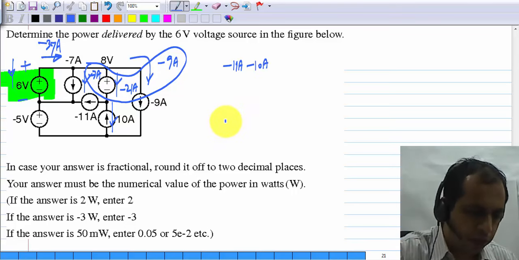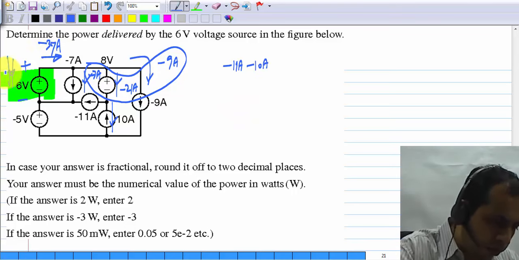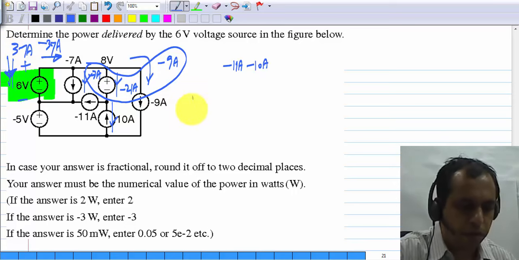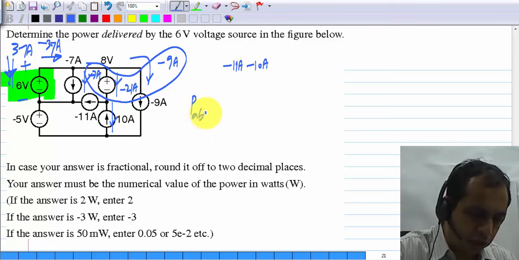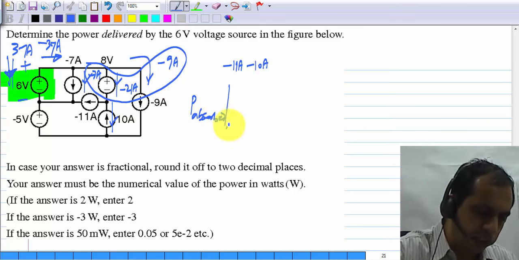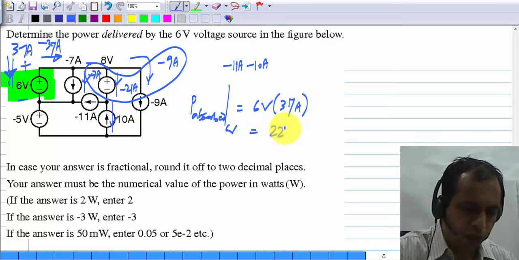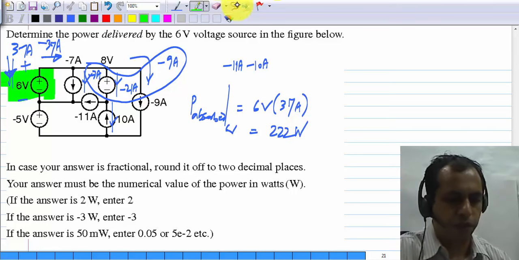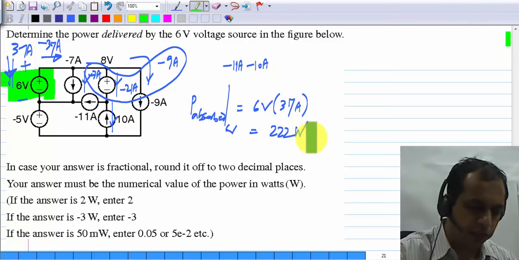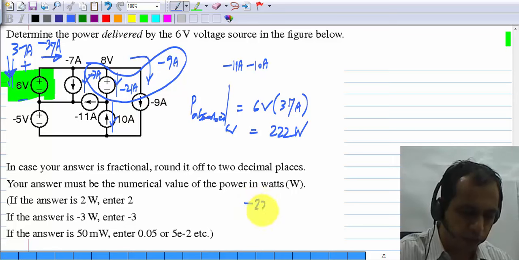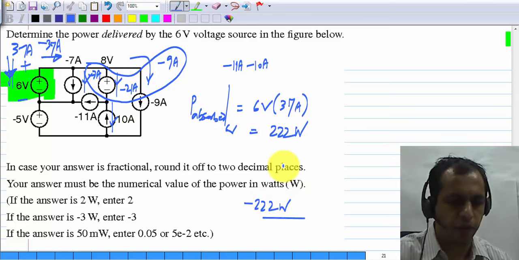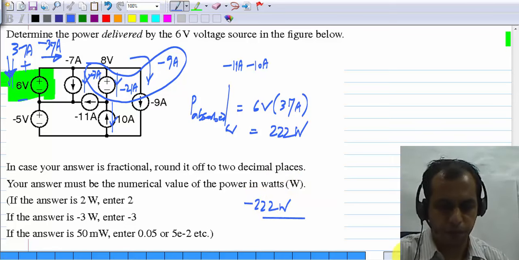So the current flowing this way is 37 amperes. So the power absorbed by the 6 volt source is 6 volts times 37 amperes, which is 222 watts. You are asked for the power delivered by this, so that's the negative of this. So the answer is minus 222 watts. It's not delivering power, it is absorbing power.